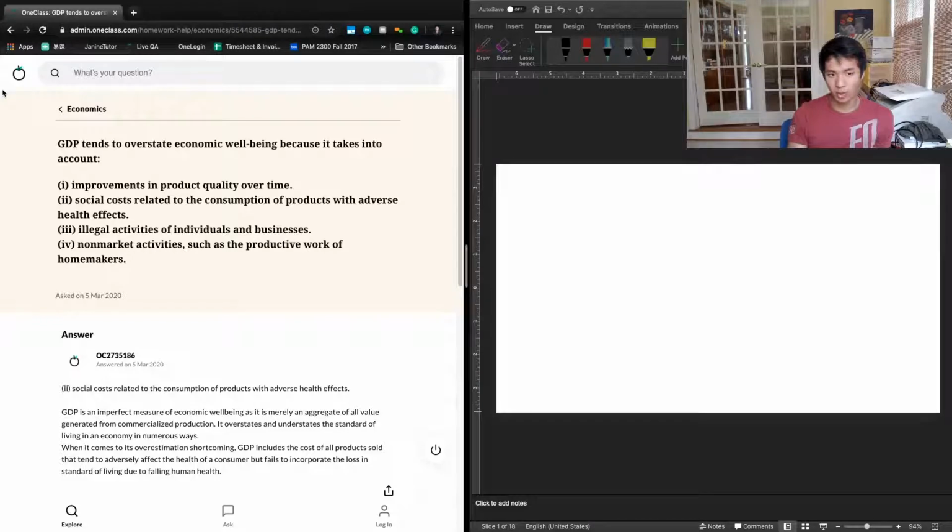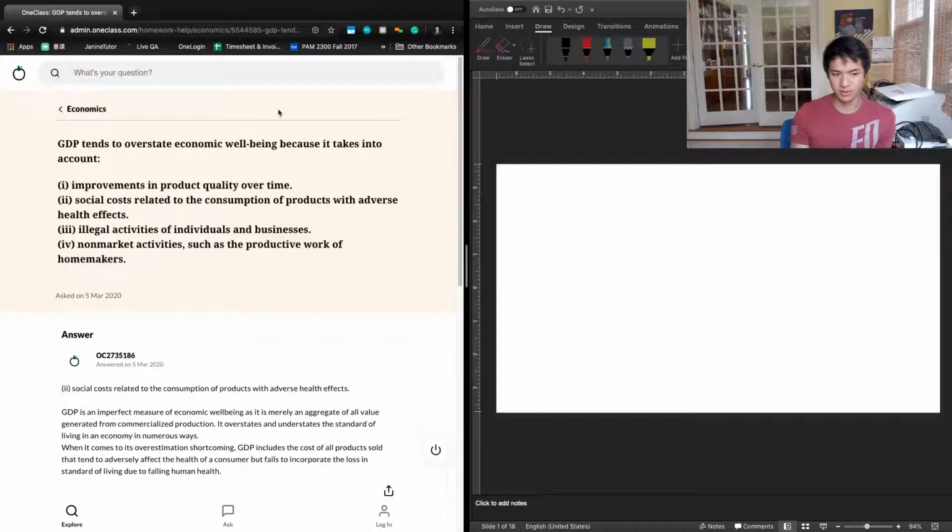And finally 4, non-market activities such as productive work of homemakers. Again, this is something that right off the bat we can eliminate because it doesn't meet our first criteria, which is being measured by GDP. If activity takes place in the home and not in the market, we again don't have a really good measurement for the total value of the work that's being done outside the markets. GDP is not going to include any calculations that try to adjust for non-market activities, and that's why 4 won't be the right answer. So 2 seems to be the best answer for us here.